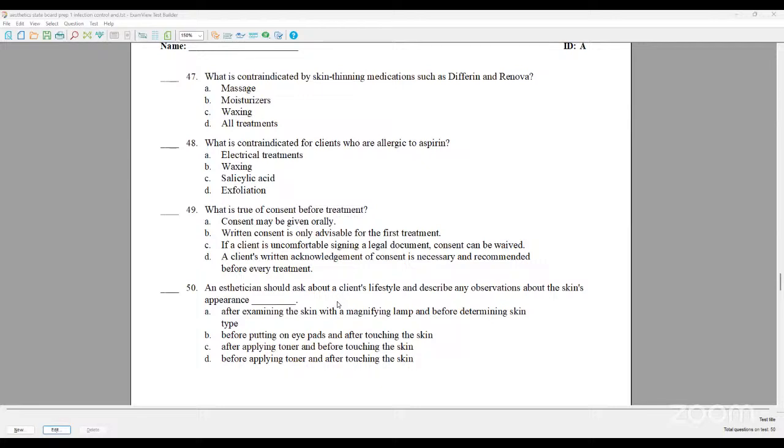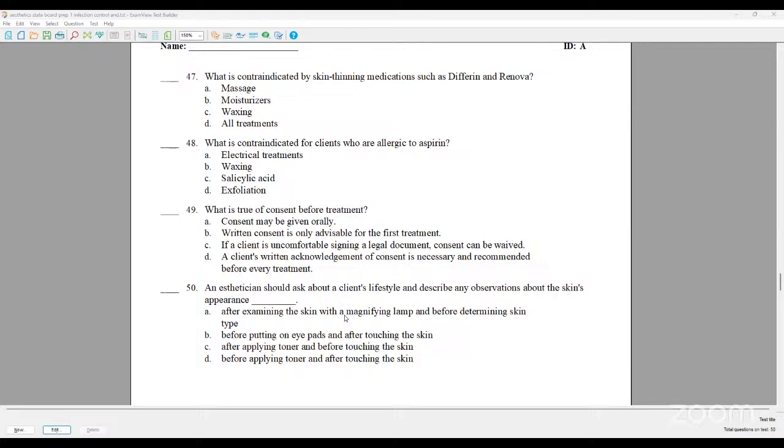Okay, so we're talking client consultation, we're talking skin analysis. All right, so 50. An esthetician should ask about a client's lifestyle and describe any observations about the skin's appearance. Is it A, after examining the skin with a magnifying lamp and before determining skin type? B, before putting on eye pads and after touching the skin? Or C, after applying toner and before touching the skin? Or D, before applying toner and after touching the skin?